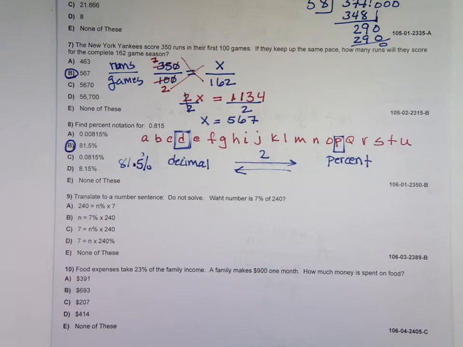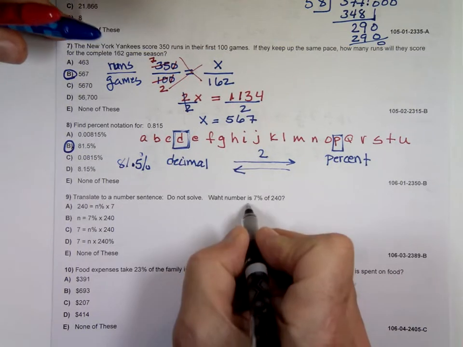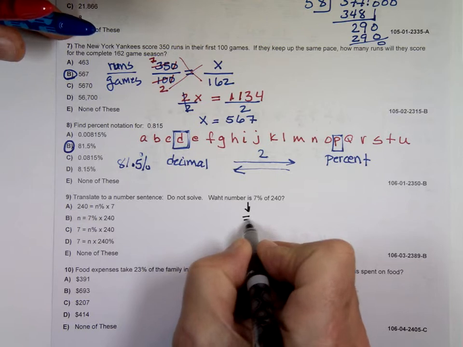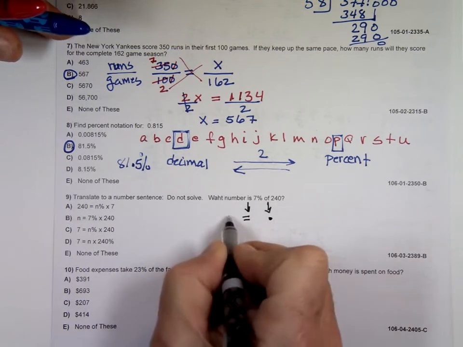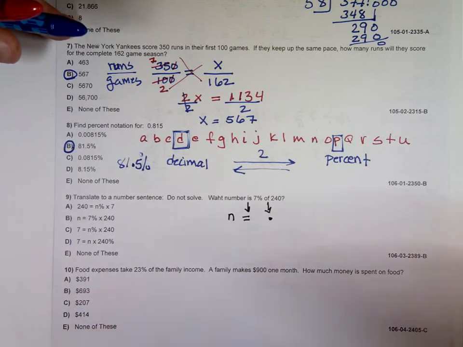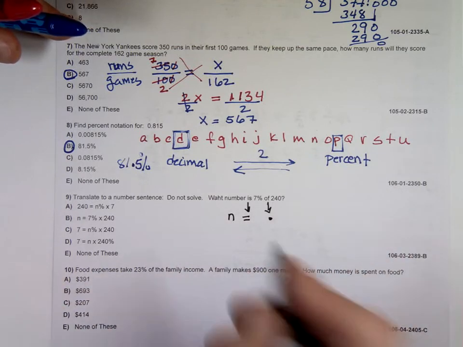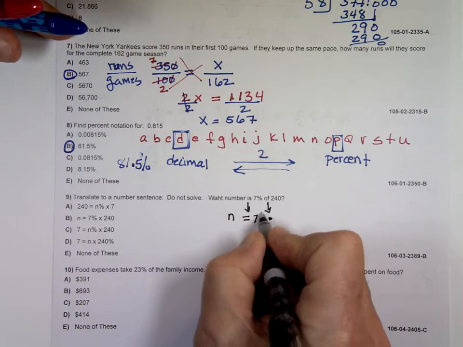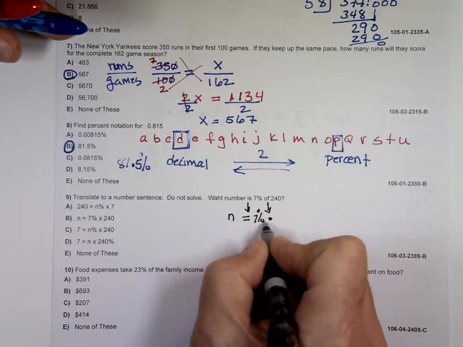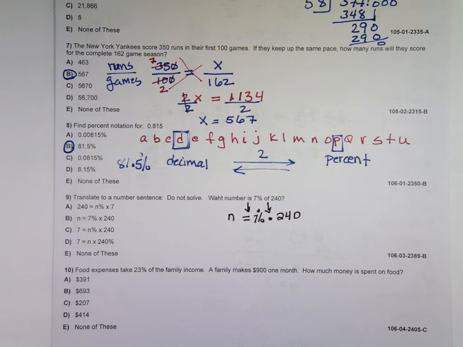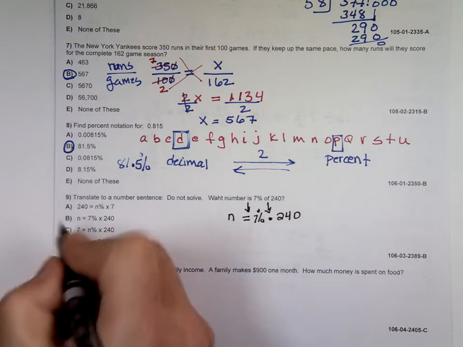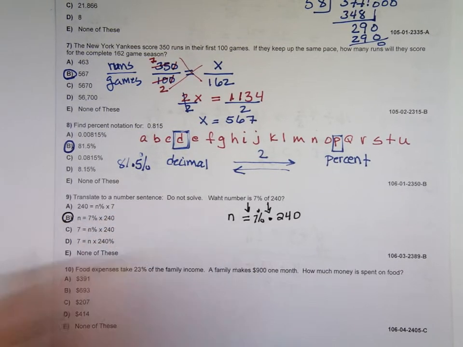Number 9. Translate, do not solve. What number is? Is always what? Equal. Of is always what? Multiply. What number? N, X, Y, unknown, is 7% times 240. Do we have one that looks like that? B. It says don't solve it.